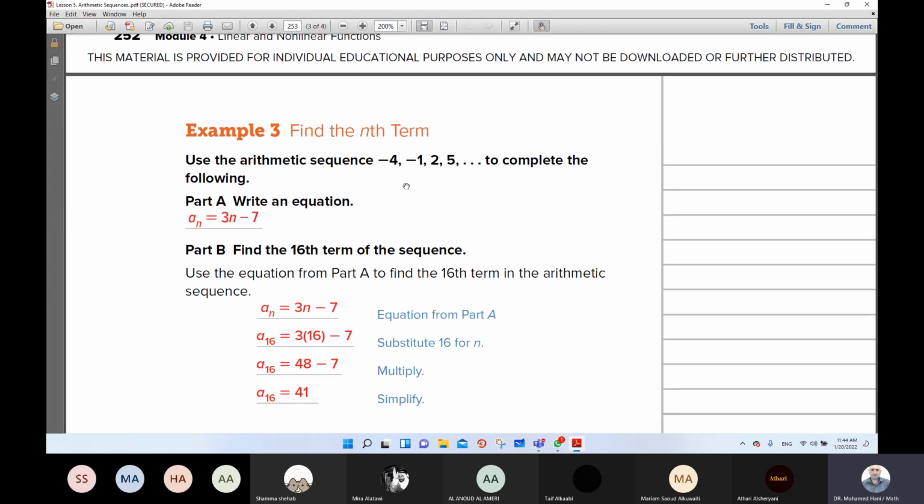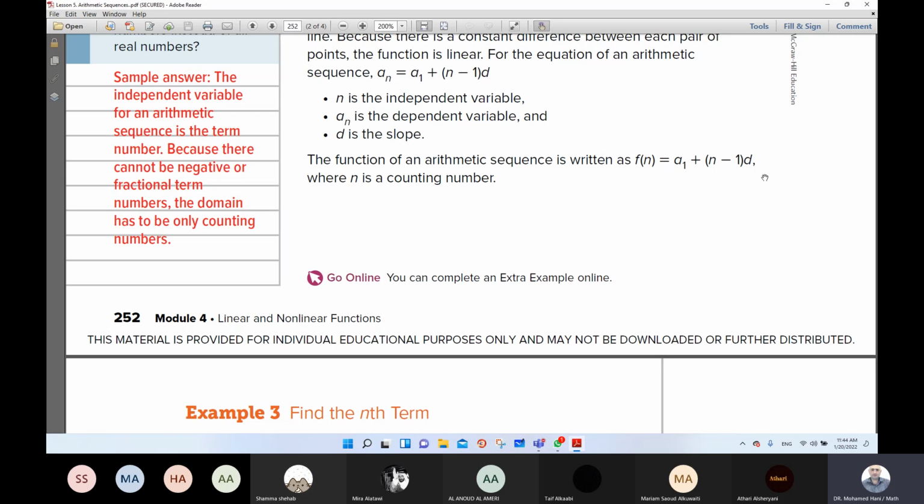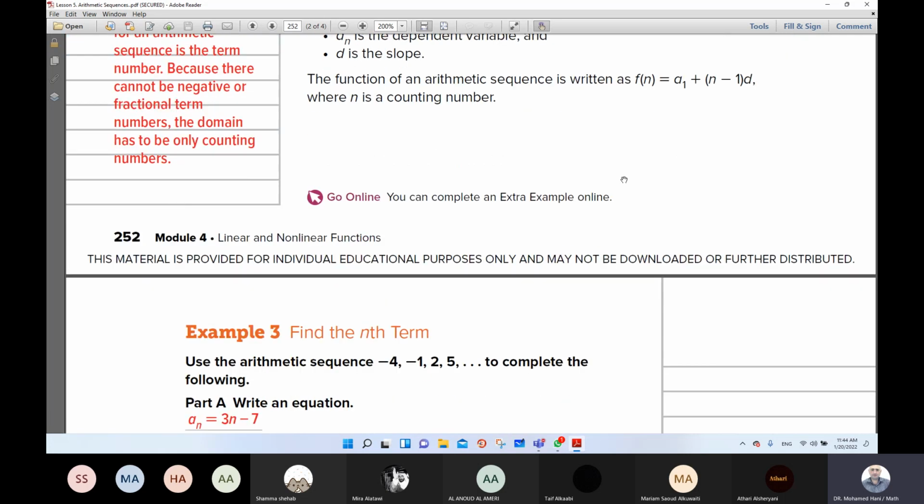In this example, find the nth term. Use the arithmetic sequence. We have here -4, -1, 2, 5, etc. to complete the following. So we want to use this rule to find the nth term.